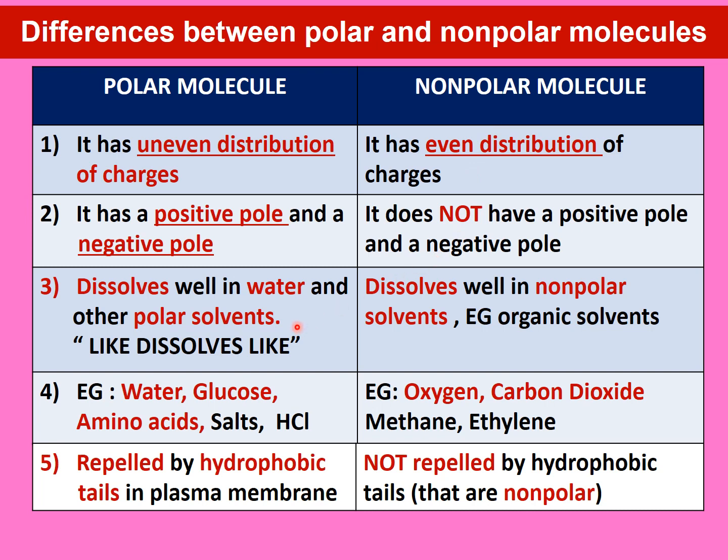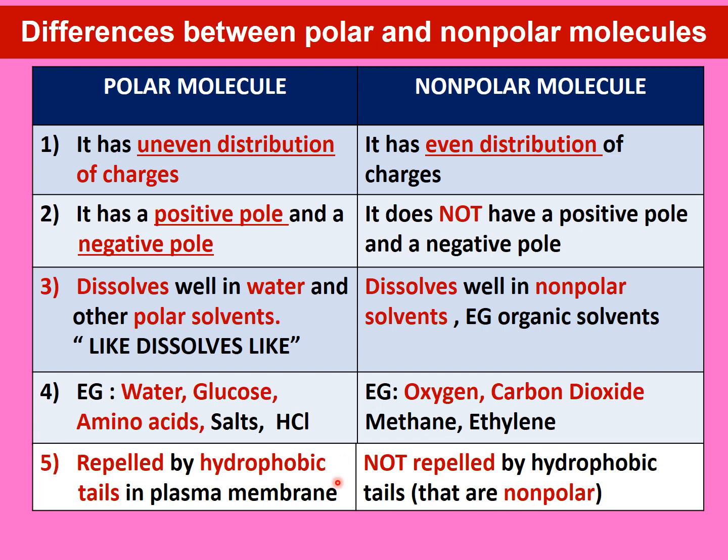Now, polar molecules dissolve well in water, which is also a polar molecule, a polar solvent. So like dissolves like. Whereas non-polar molecules dissolve well in non-polar solvents, a similar type of solvents, organic solvents like alcohol, for example. Examples of polar molecules are water, glucose, amino acids, salts, and hydrochloric acid. For non-polar molecules, oxygen and carbon dioxide, the two gases, and other substances.